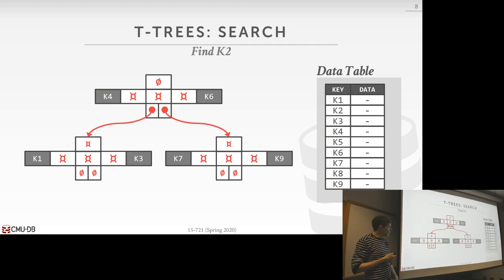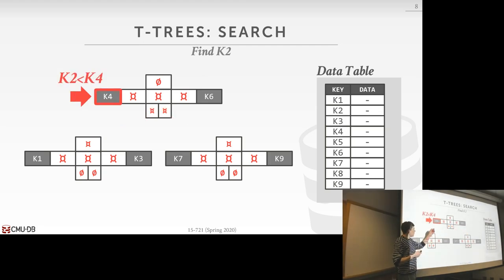At the very beginning, I start in the root, and I'm looking for key 2. I only need to potentially do one comparison per node to figure out where I need to go. I have a copy of this key here, so I can do this efficiently without having to go out to the original table. I just do a quick comparison: is K2 less than K4? If yes, then I know I want to follow that pointer down here.